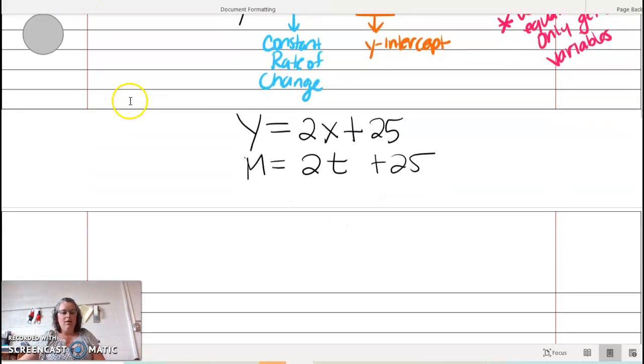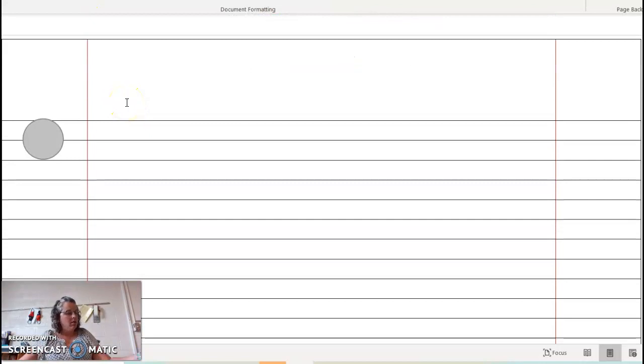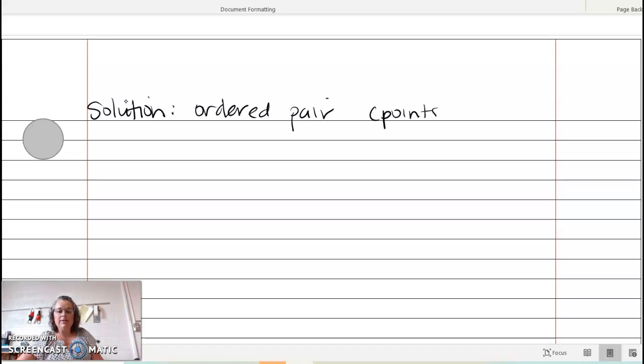Okay. One more. Solution. So it's an ordered pair, or we like to call them points on the graph, that makes the equation true.